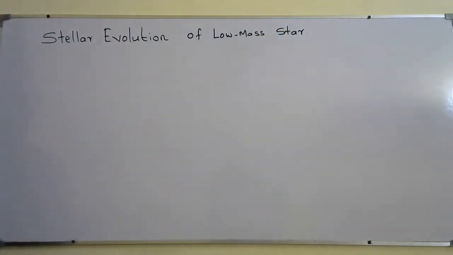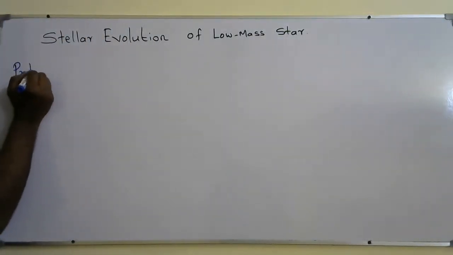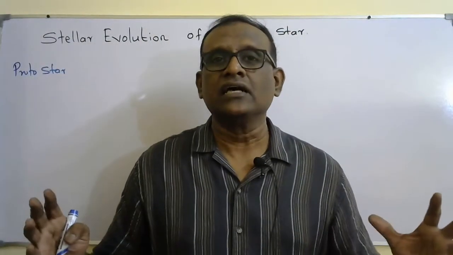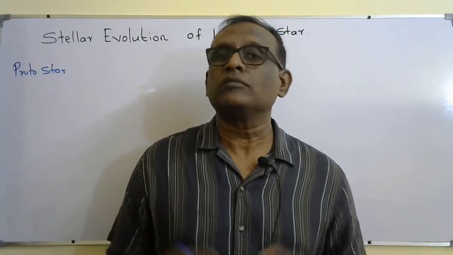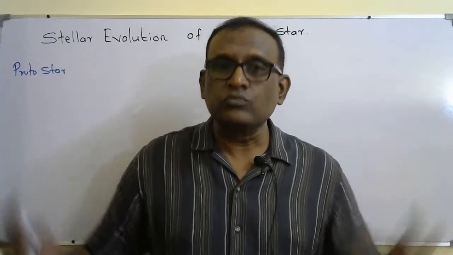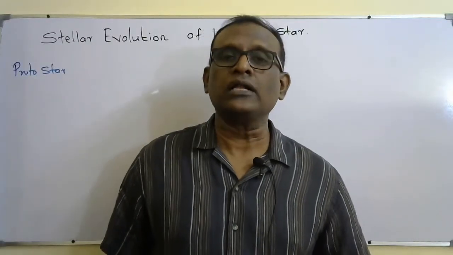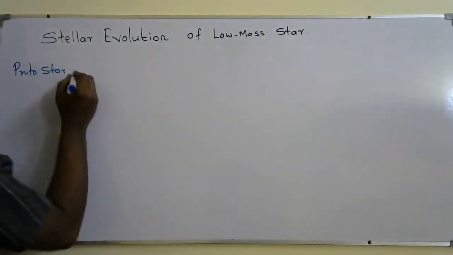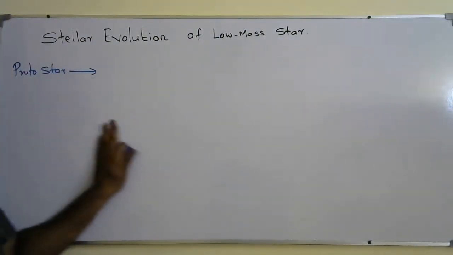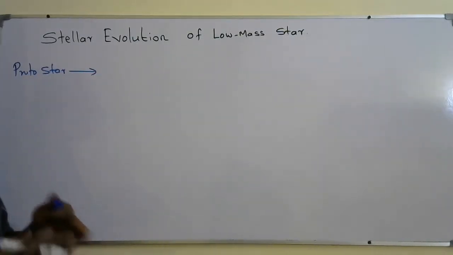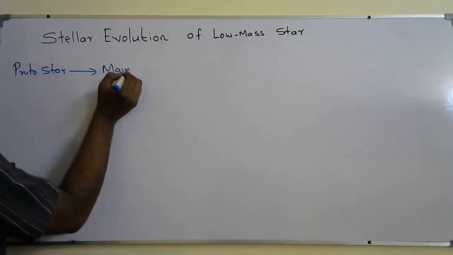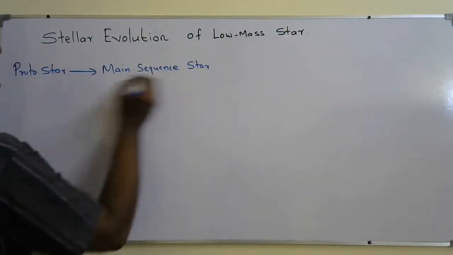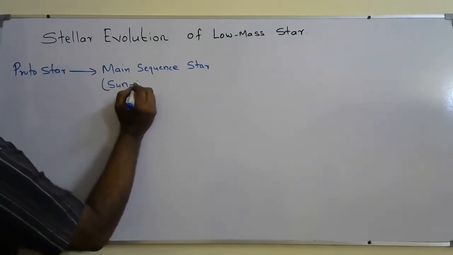Okay, so initial first stage is protostar. So protostar means where the hydrogen molecules have started the fusion. So that is called protostar. When it collects more and more hydrogen due to gravitational pull, and when the hydrogen fusion becomes significant in its core, then it will become main sequence star. Sometimes it's called sun-like star. So that's a main sequence star. Some books call it sun-like star.